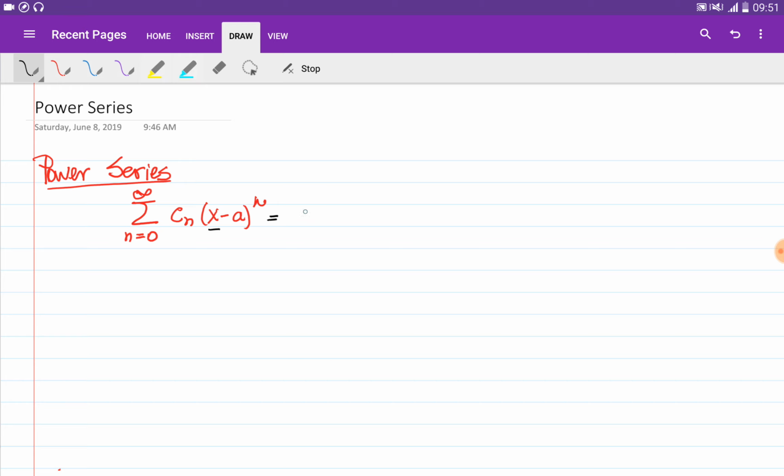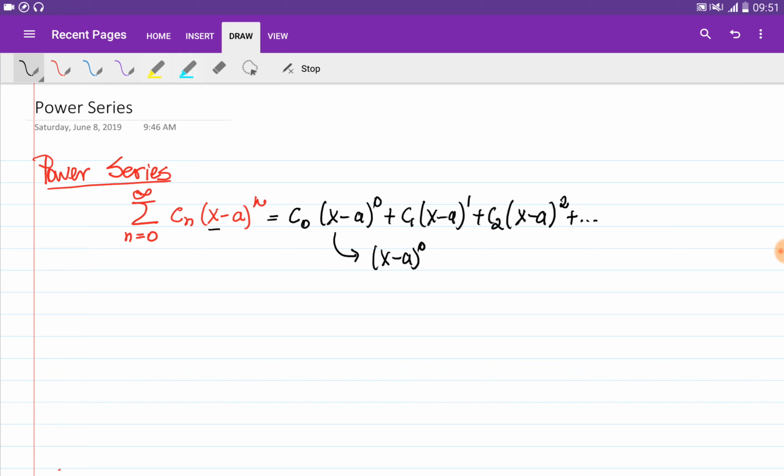So when n is equal to 0, it's going to be c0 multiplied by (x minus a) to the power of 0, plus c1 multiplied by (x minus a) to the power of 1, plus c2 multiplied by (x minus a) to the power of 2, plus and so on. Note that (x minus a) to the power of 0 is equal to 1 even when we take x to be equal to a.